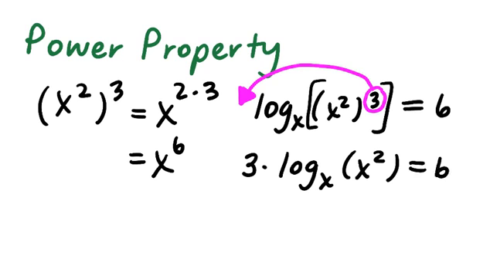Okay, but this log here, that I'm going to highlight, this is the exponent I put on x to get x squared. Well, I put the 2 exponent on x to get x squared, and 3 times 2 is 6. Okay, so these are the 3 main properties that we're going to be going back and forth with.